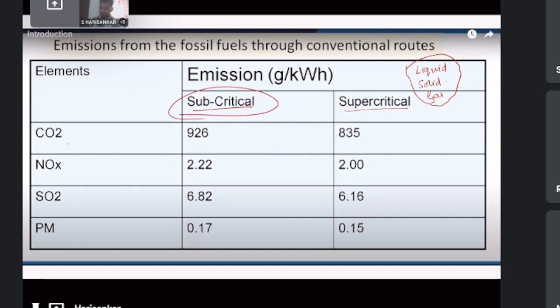So that is the textbook definition of critical point. And the critical point of water is 373 degrees Celsius, just an approximate value, and 22 megapascal pressure. So this is the critical point of water. Any operation that happens at operating conditions less than this 373 degrees Celsius and 22 megapascal is a subcritical operation, and anything above this is supercritical operation.